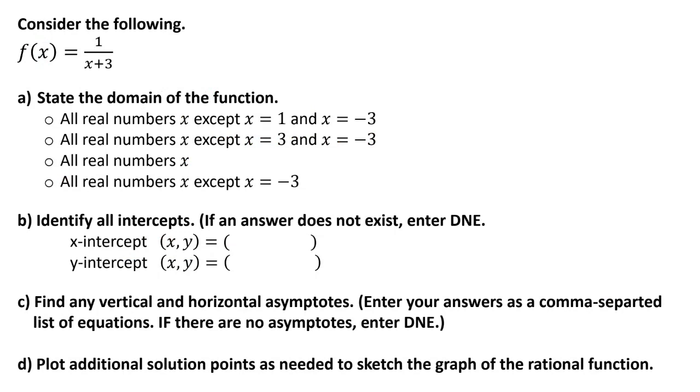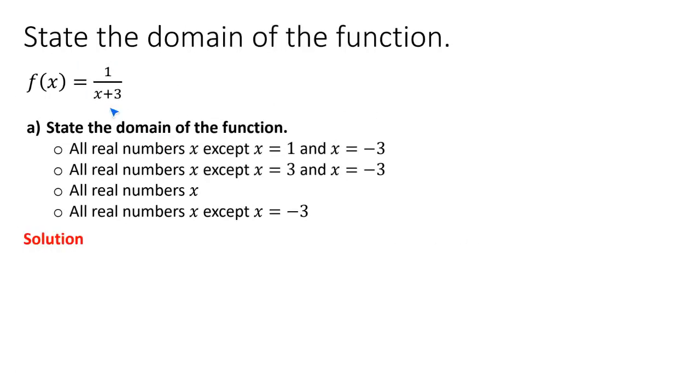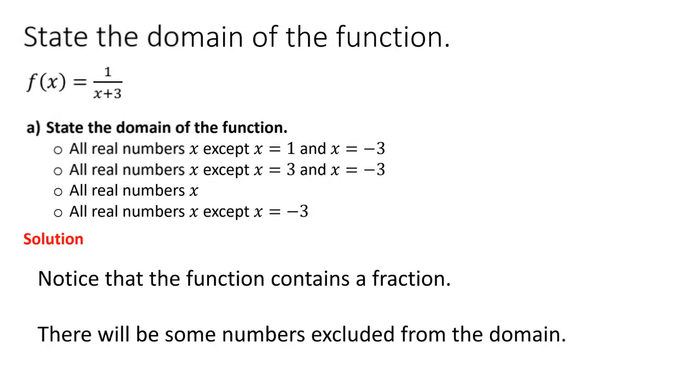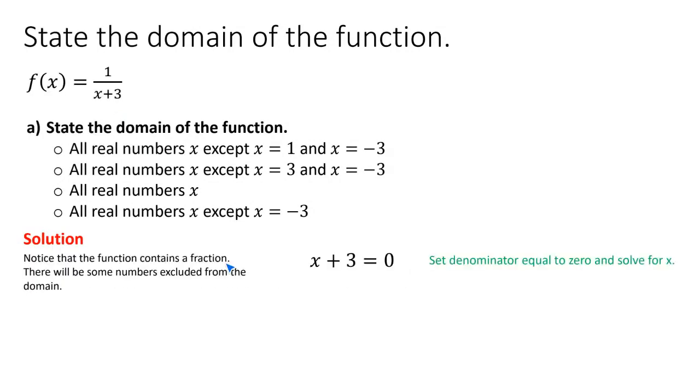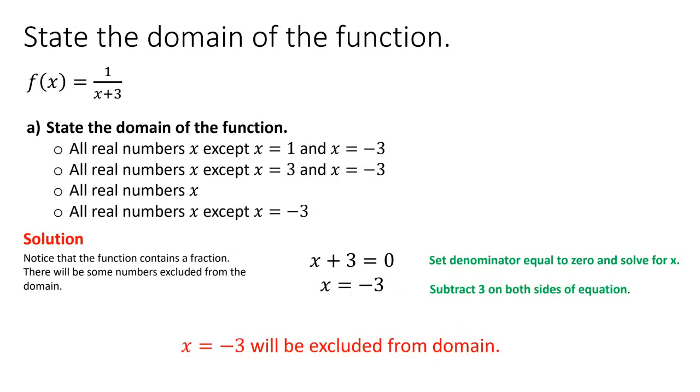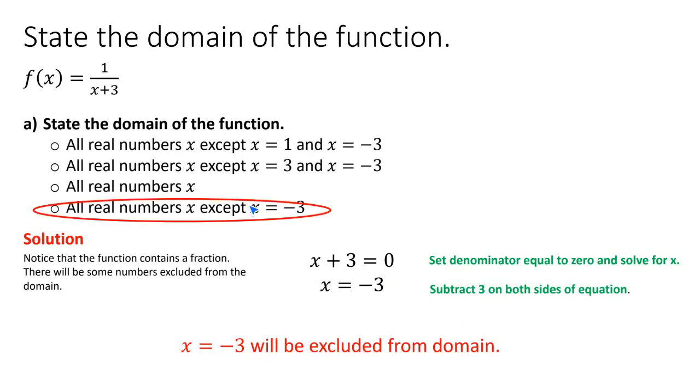Now we're going to look at the rational functions. So we have this function 1 divided by x plus 3. You want to find the domain. So remember, to find the domain, you look at the denominator. So for the denominator, we set x plus 3 equal to 0, and so we end up with x equals negative 3. So your domain is going to be all real numbers except for negative 3. And so here our answer would be letter D. Okay, so this would be our answer.